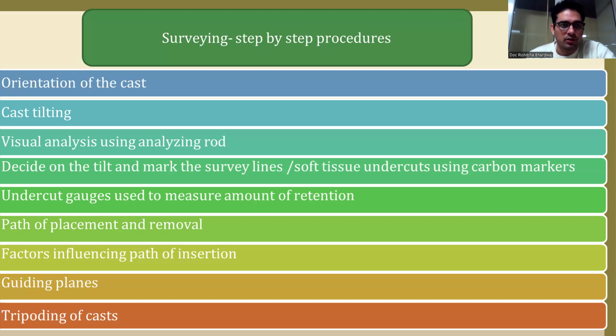Surveying step-by-step procedure. First of all, we do the orientation of the cast. Next is the cast tilting, visual analysis using an analyzing rod, decide on the tilt and mark the survey lines. Soft tissue undercuts are marked using the carbon markers, and an undercut gauge is used to measure the amount of retention. Path of placement and removal, factors influencing the path of insertion, guide planes, and the tripoding.